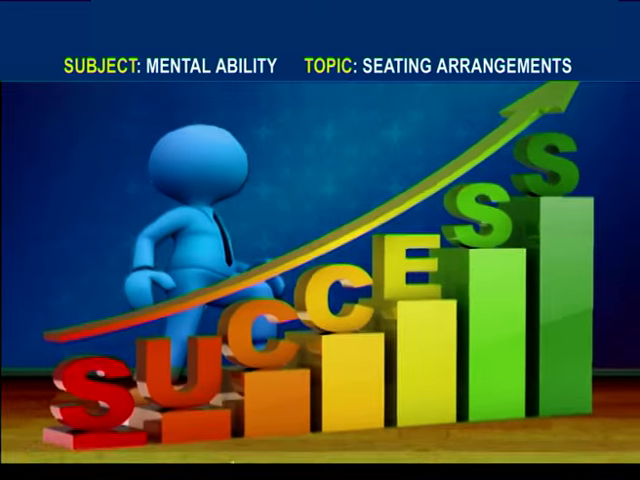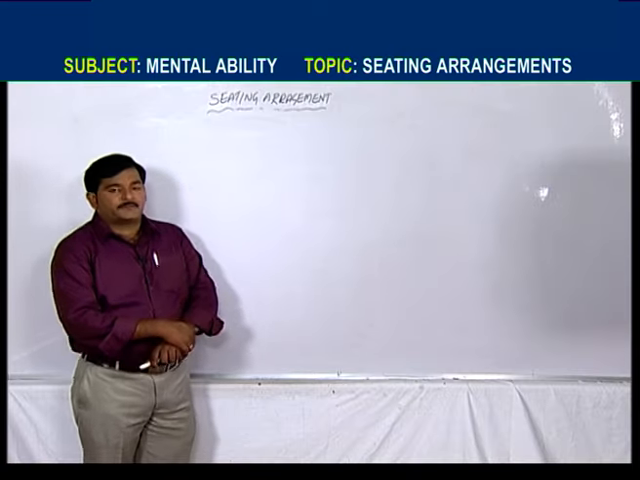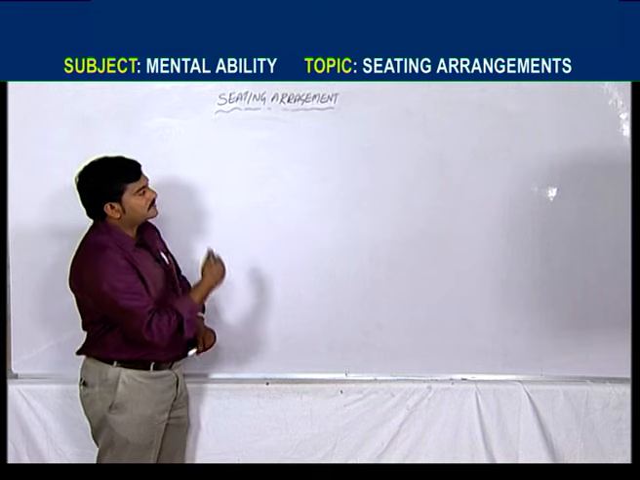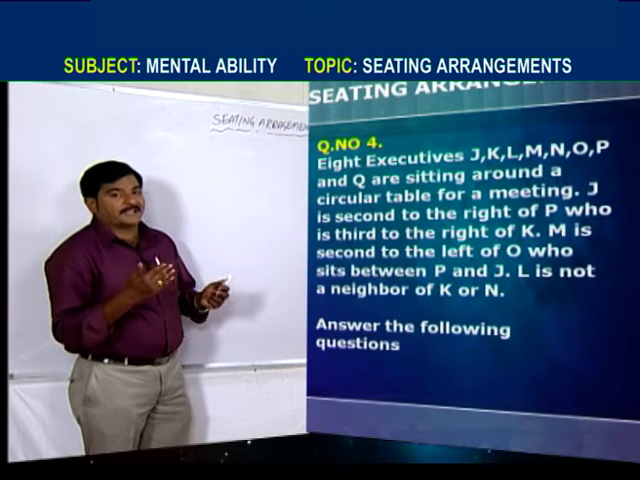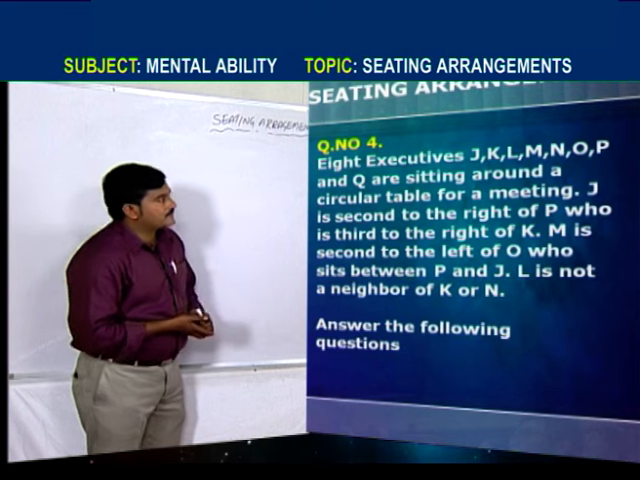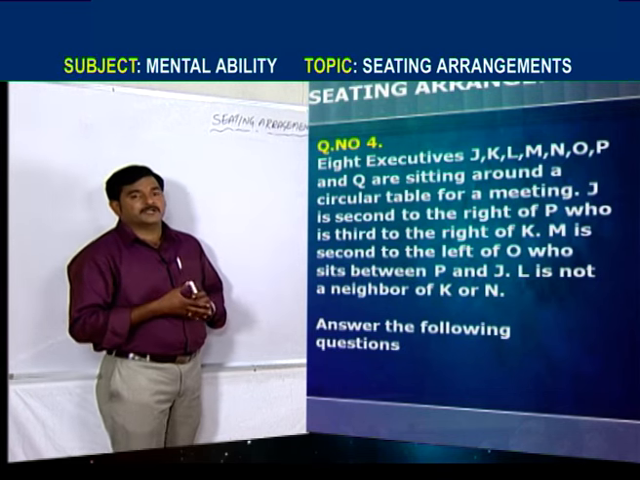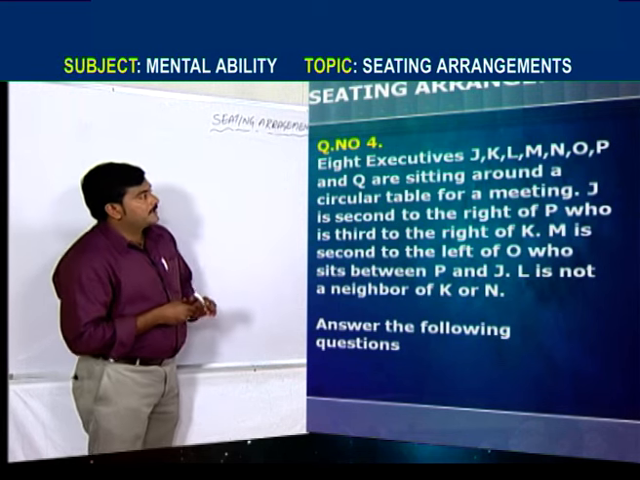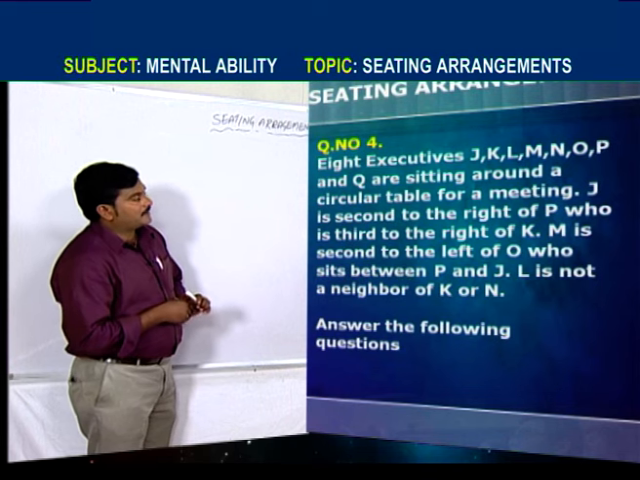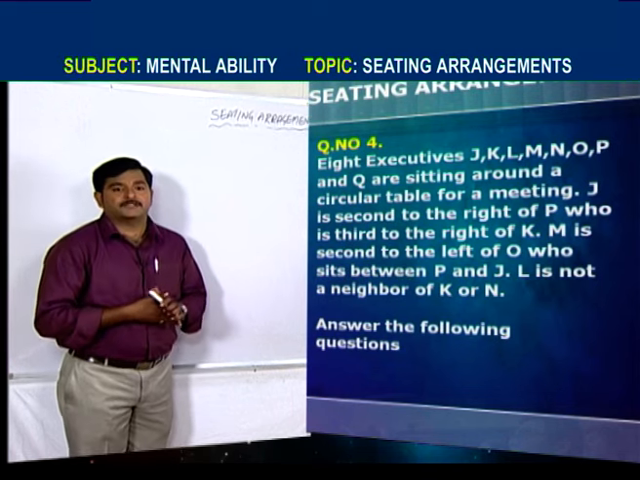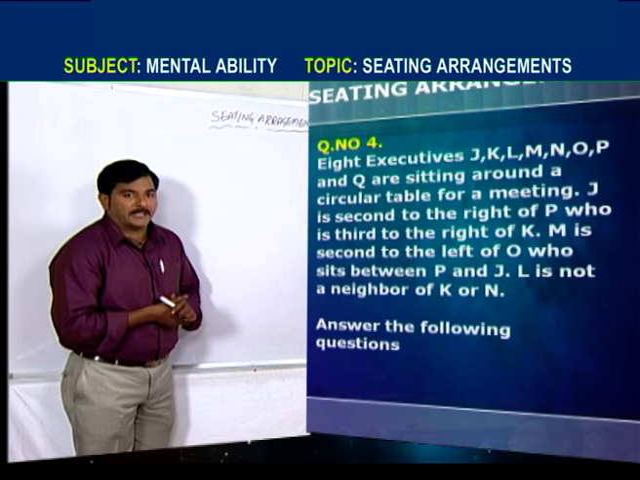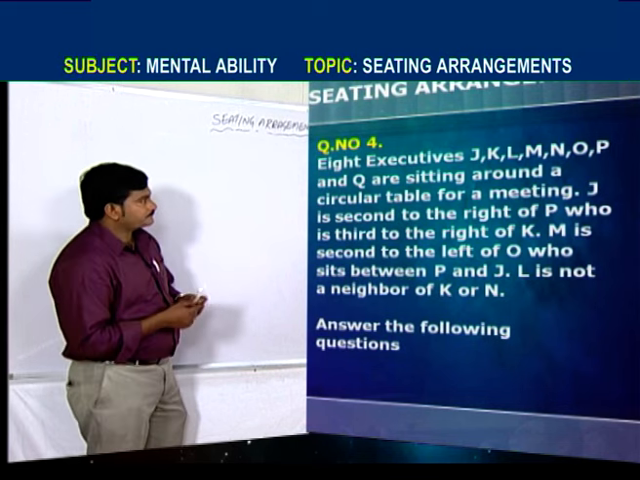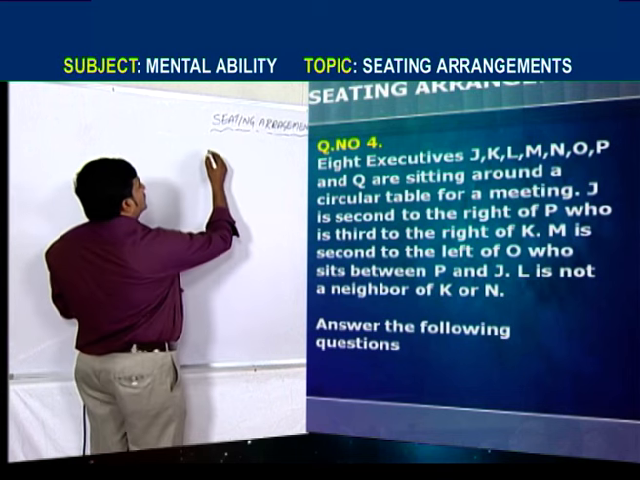We'll discuss the next one. Just now we have seen one question based on circular arrangement. Now we'll discuss one more question based on circular arrangement. Observe the question. In the previous question, there are 8 members. In this question also, we are having total how many members? 8 members from J to Q given. Let us read the question. 8 executives J, K, L, M, N, O, P and Q are sitting around a circular table for a meeting. Here also, total 8 members are there. Who are they?